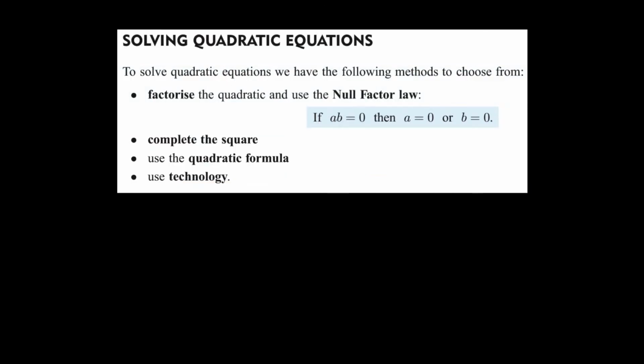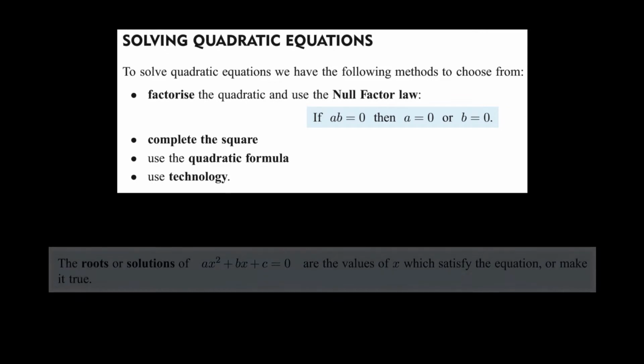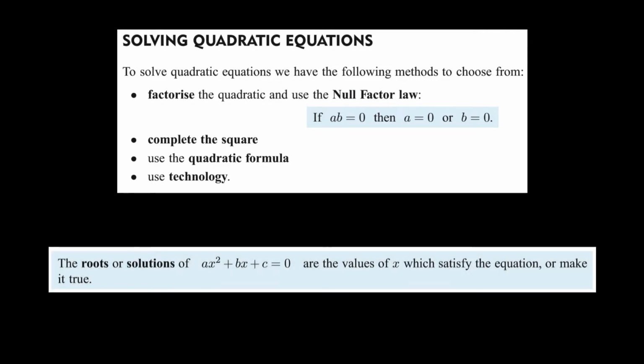There are a few ways that we can solve quadratic equations, such as factorizing the quadratic and using the null factor law, completing the square, we can use the quadratic formula, or we can use technology, which means using a graphing calculator to find the answer. The solutions of ax squared plus bx plus c equals 0 are values of x which satisfy the equation or make it true. In this example, when x equals 2, this equation is validated. So x equals 2 is the root of the equation x squared minus 3x plus 2 equals 0.